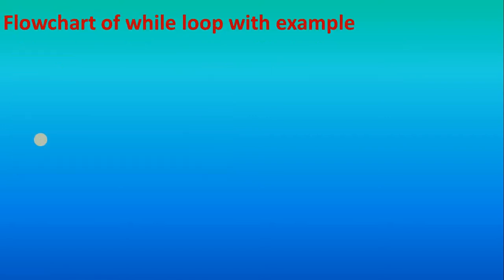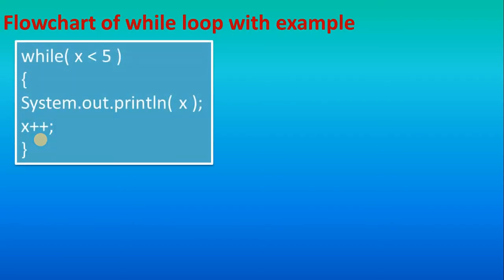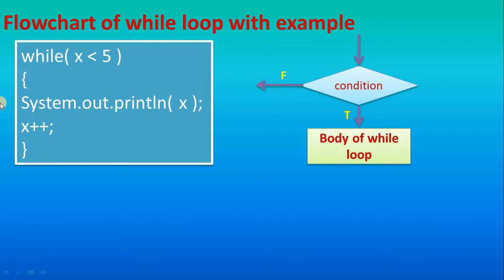Now the flowchart of the while loop with an example. So this is the example, and here the condition runs first, and suppose the condition is x less than 5. It will be either true or false. In that scenario, first the condition is checked. If it is true, it will run the body of the loop, that is System.out.println, and then for incrementation we use x++. So again it will jump to the condition after the incrementation.